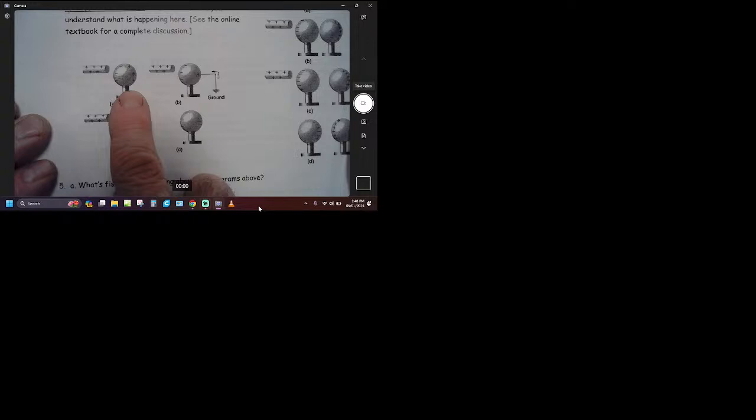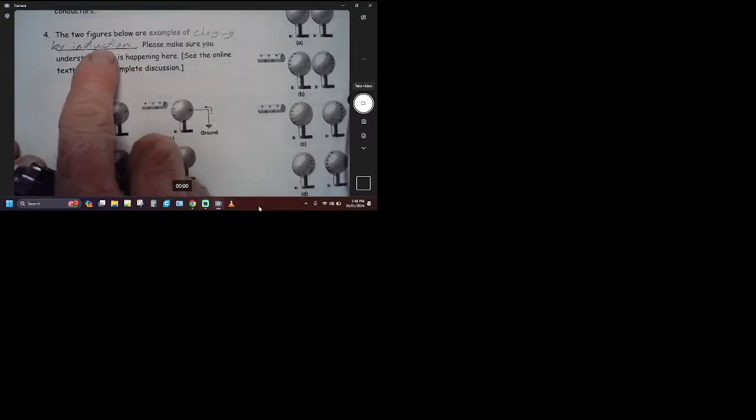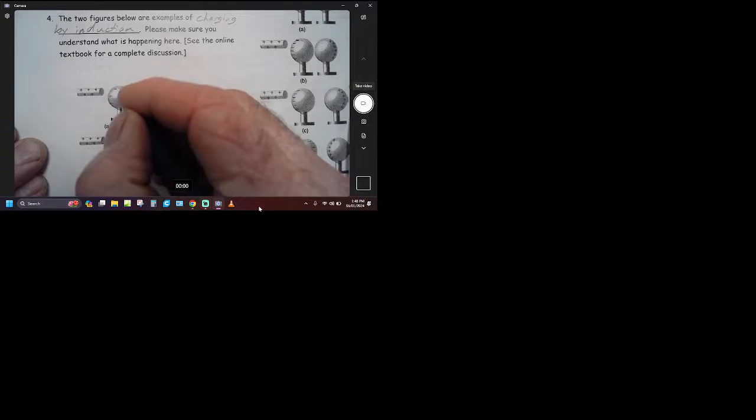So if the negatives have moved all the way to this side and the positives have moved all the way to the other side, what kind of thing does that happen in? Conductors. It doesn't say this is a conductor, but I'm just going to label it. This is a conductor. This rod here, it could be a conductor. It doesn't have to be a conductor.